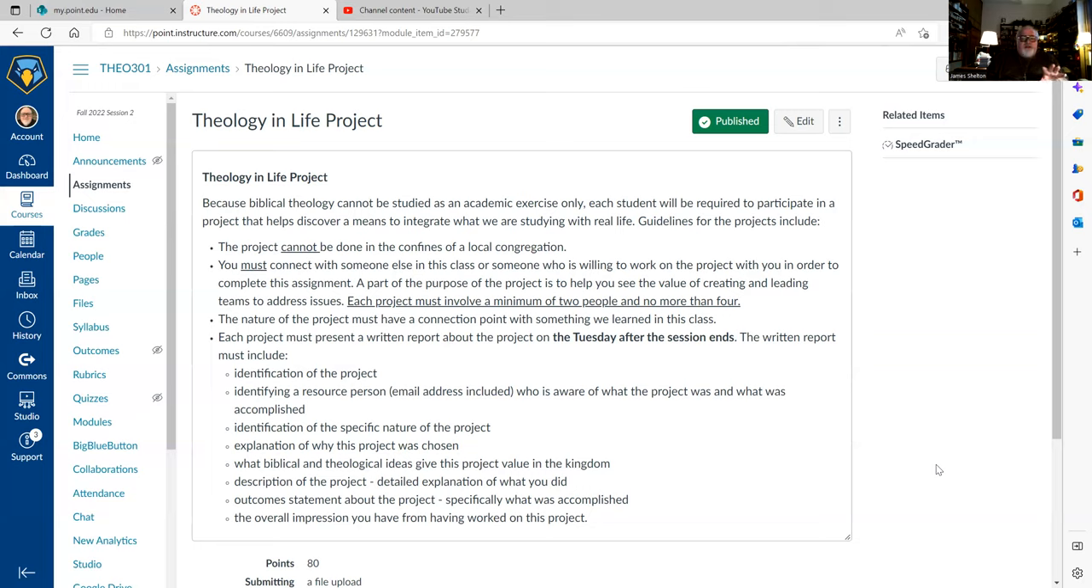The written report must include identification of the project, identifying a resource person who is aware of what the project was and what was accomplished, identification of the specific nature of the project, explanation of why this project was chosen, what biblical and theological ideas give this project value in the kingdom, and a description of the project, detailed explanation of what you did, outcome statement about the project, what did you accomplish, and then the overall impression you have from having worked on this project.